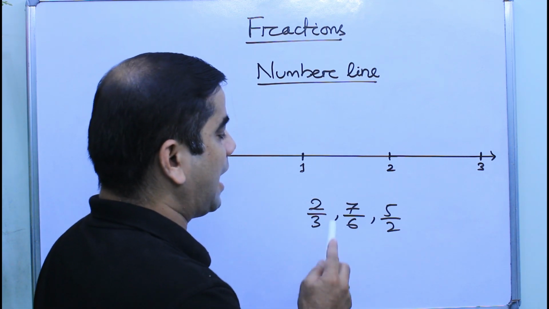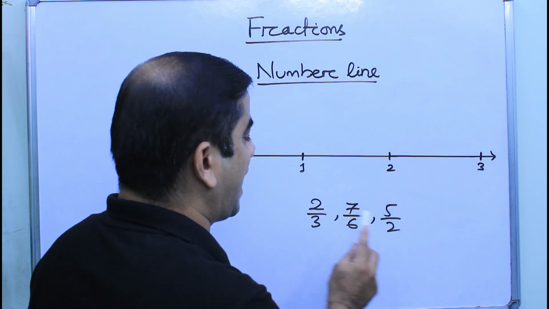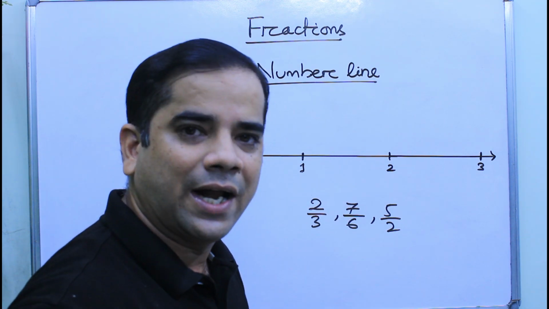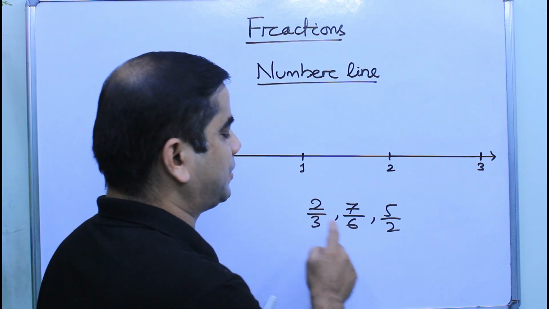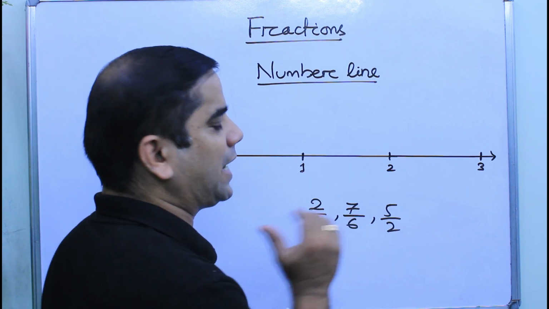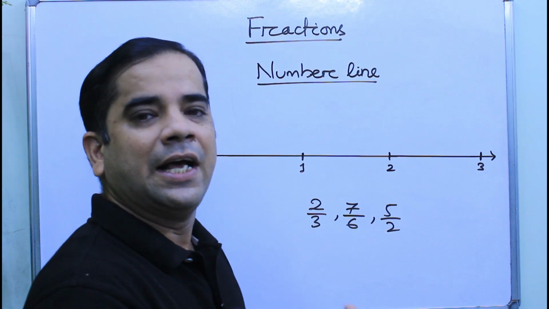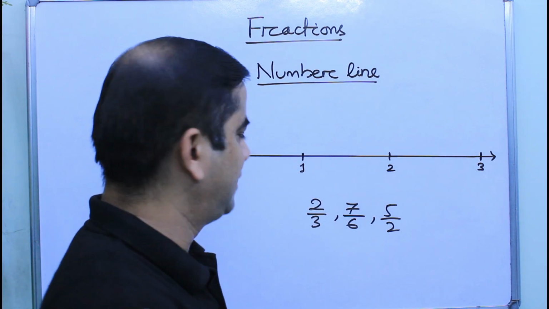But always remember, as there is a number 6 which is a common multiple of 3 and 2, we needed to go for the LCM. 6 is the LCM of 3, 6 and 2. So now we can convert these fractions into equivalent fractions and then represent them on the number line.